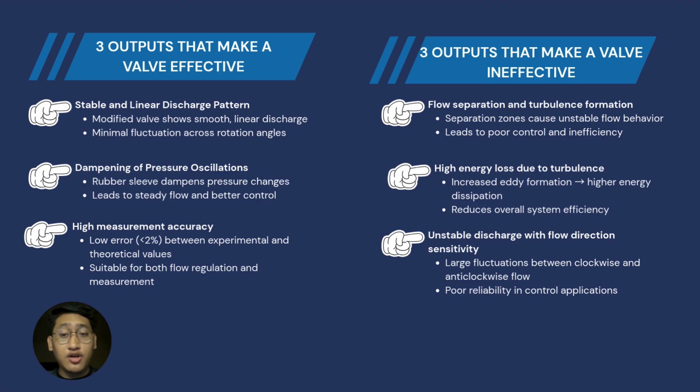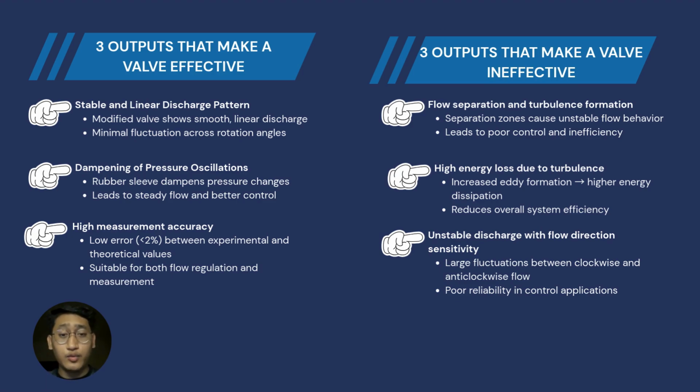Next, the dampening of pressure oscillations. The rubber sleeve acts as a structural dampener, suppressing pressure fluctuations and maintaining a steady discharge rate. It leads to a steady flow and better control. Thirdly, it provides high measurement accuracy. The low error, which is below 2% between the experimental and theoretical values, makes the device effective not only as a flow regulator but also as a reliable flow meter.